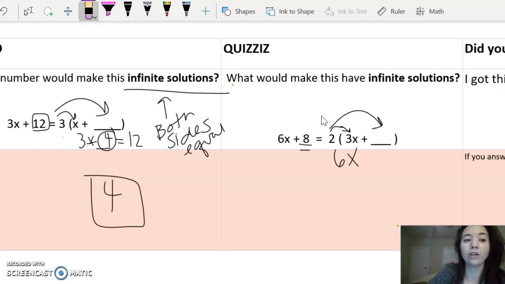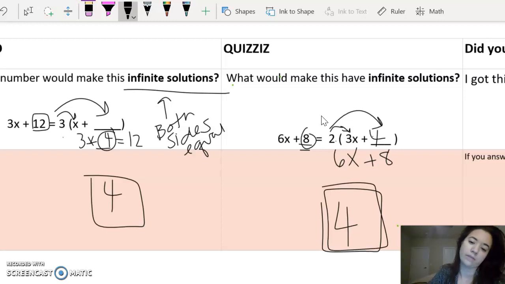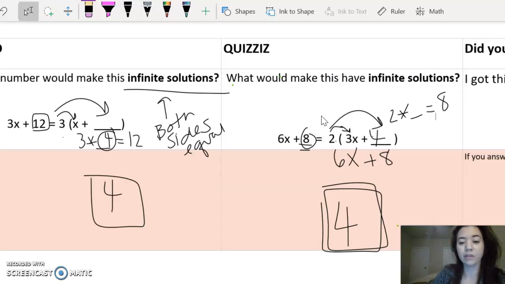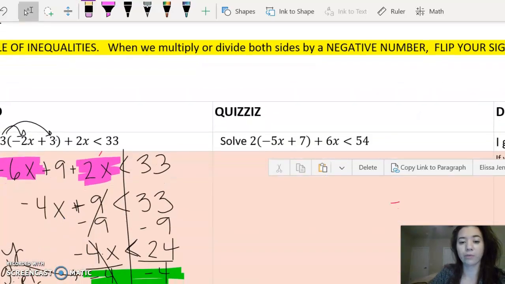So 8 is no good. We say 2 times what gives me 8? 2 times 4. So my answer is 4. Again, because 2 times what is going to give me that 8 that we have on the other side. Alright, we're rocking and rolling.